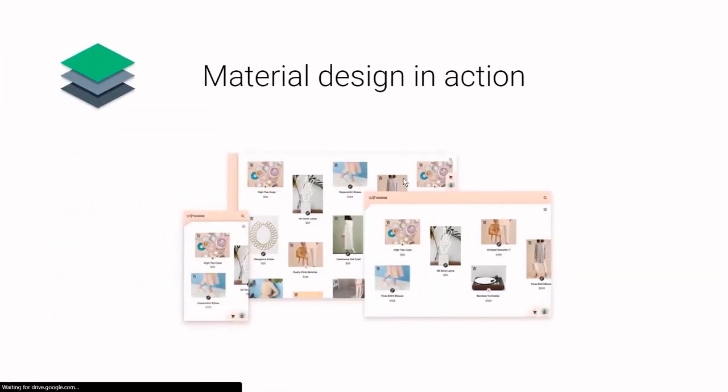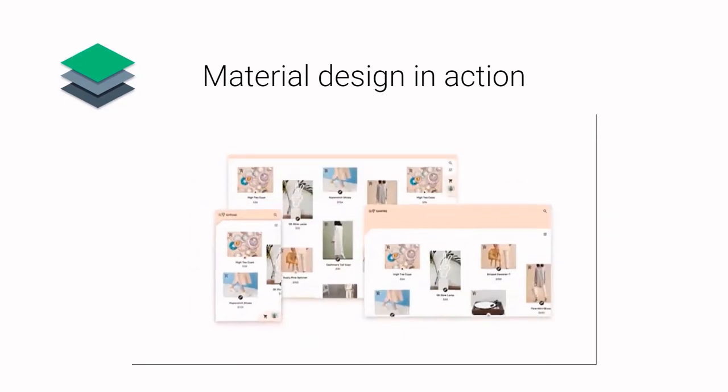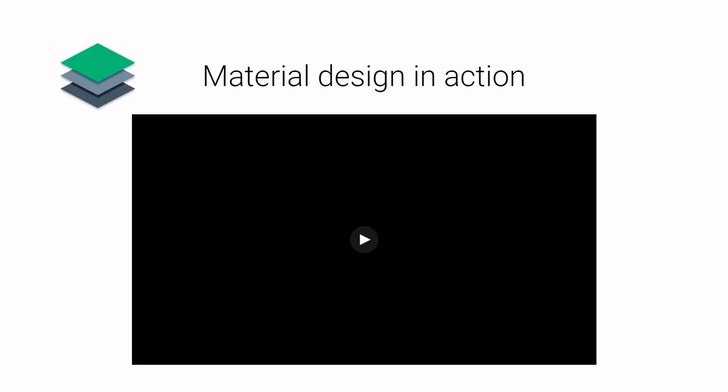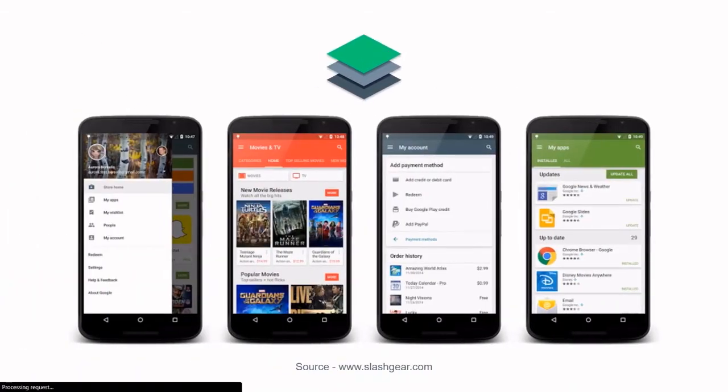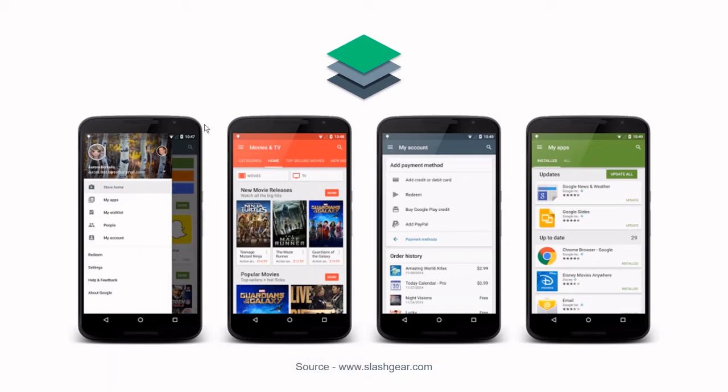Now we can see material design in action. Cool, right? So, Google uses material design for its apps as well as web apps. This is the Play Store, and you can see the navigation drawer component in the Play Store. And you can see that across all Google apps, like the movies and TV app also shown here. And one thing you may notice is how consistent material design is.